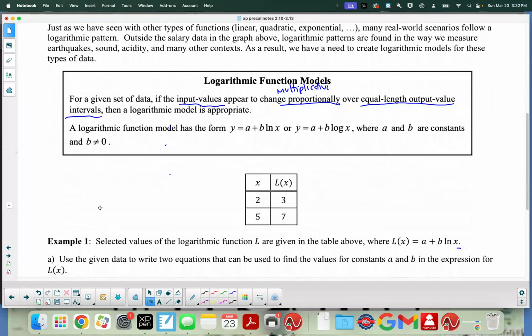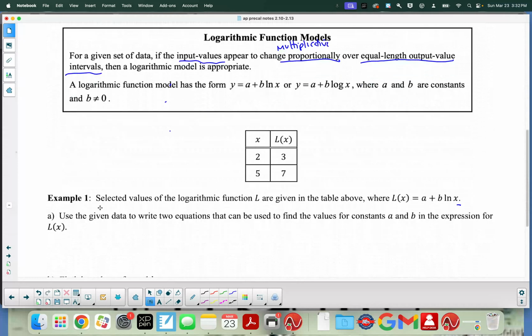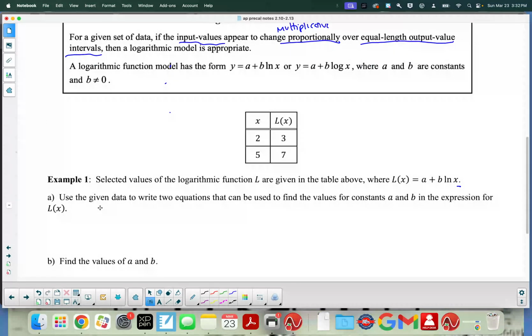So good news is this is a prime example of an open response question. Notice they give you the form that they want you to write the equation in. It's not like you're going to have to memorize this. They give it to you. And when they tell you to write two equations that you can use to solve for a and b, all they're asking you to do is plug in the input and the output value for the two points into two different equations. You are literally replacing x and L of x, and that's it.